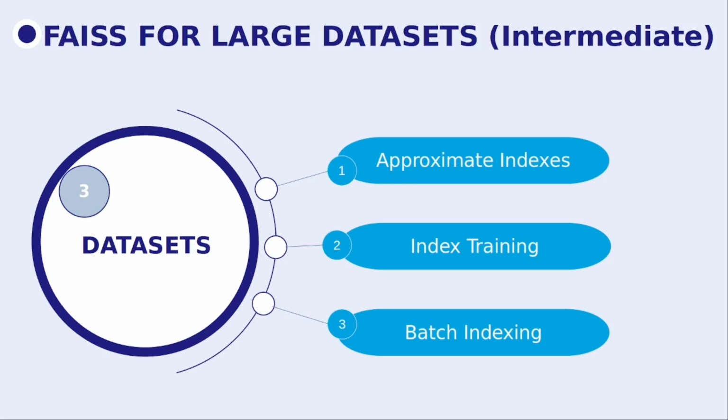You stop asking, does FAISS work? And you start asking, can FAISS still perform under load? The goal of this stage is very clear. You need to understand two things. First, when FAISS becomes slow. Second, how to optimize FAISS for larger scale vector data. We are talking about datasets from 100,000 to millions of vectors. This is where most real systems live.